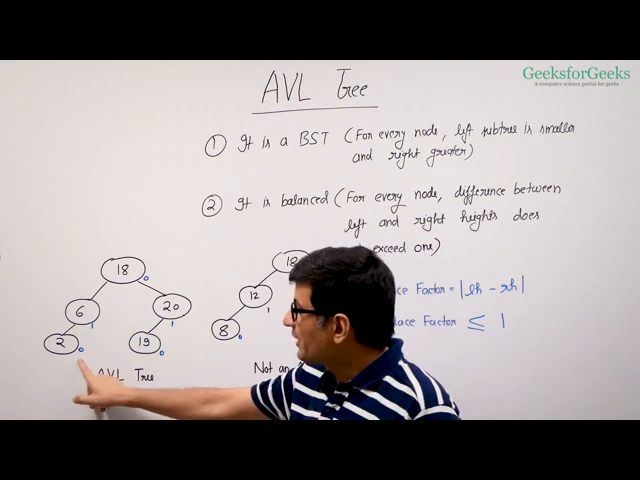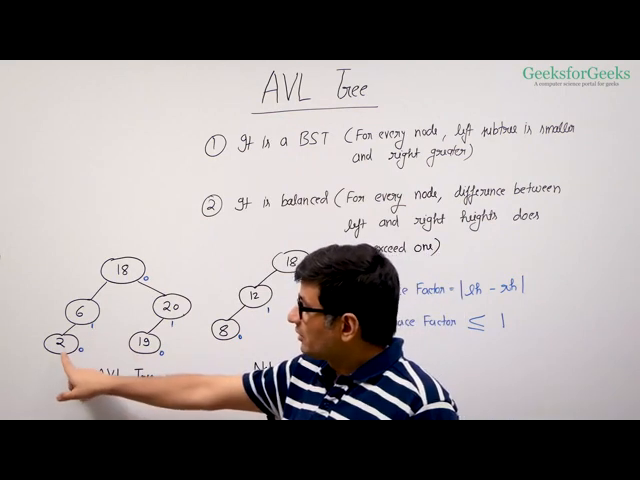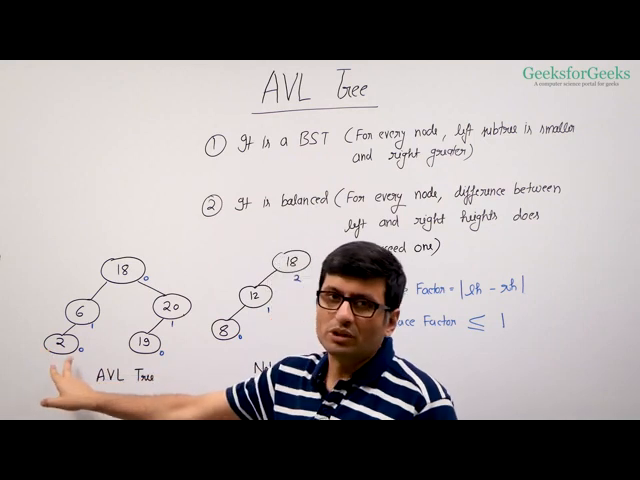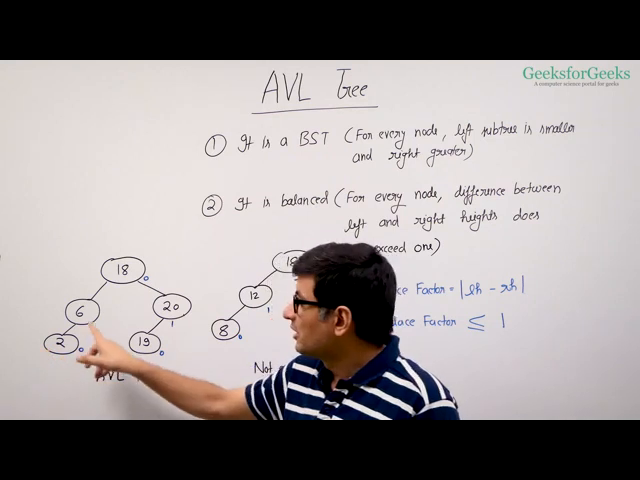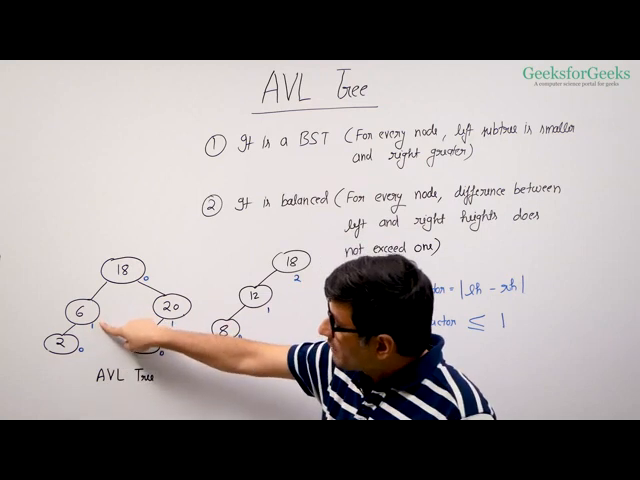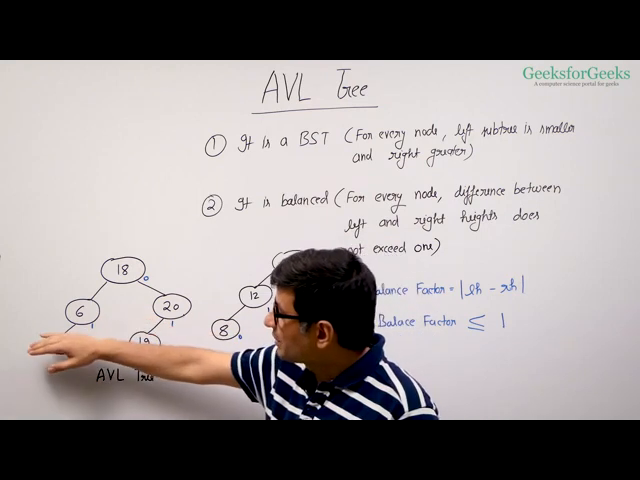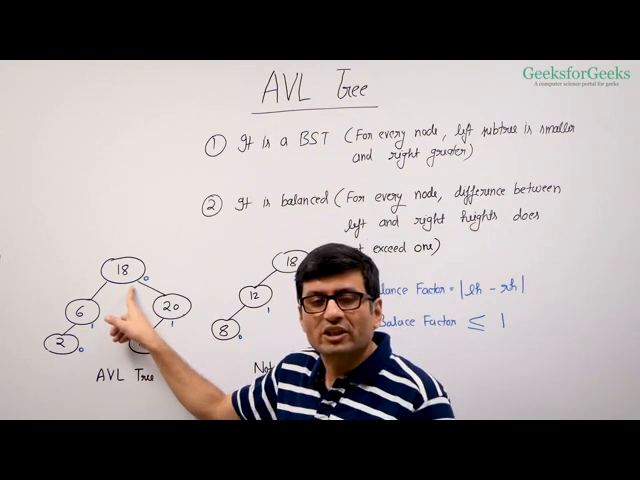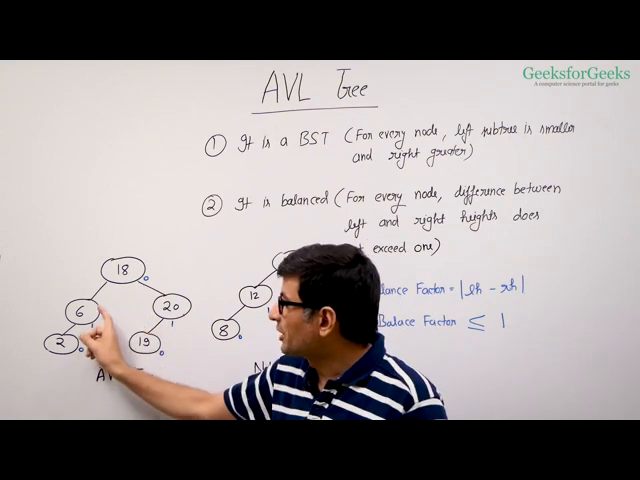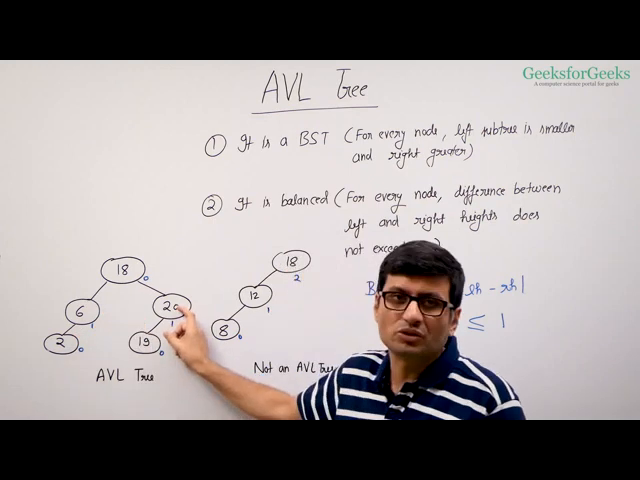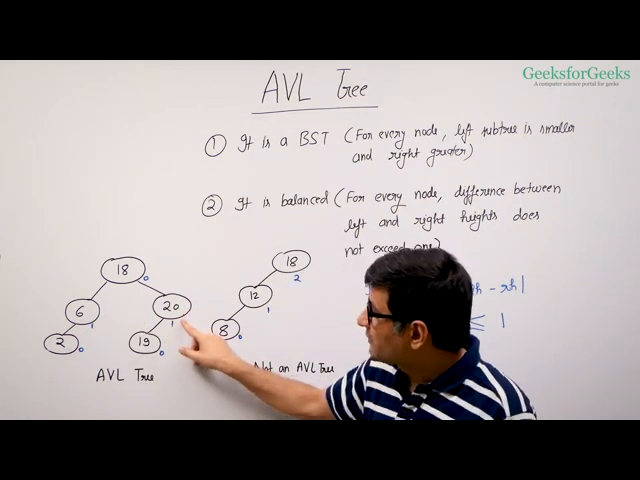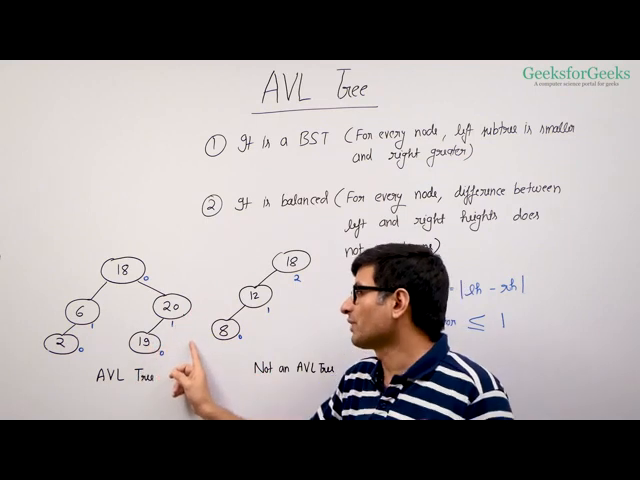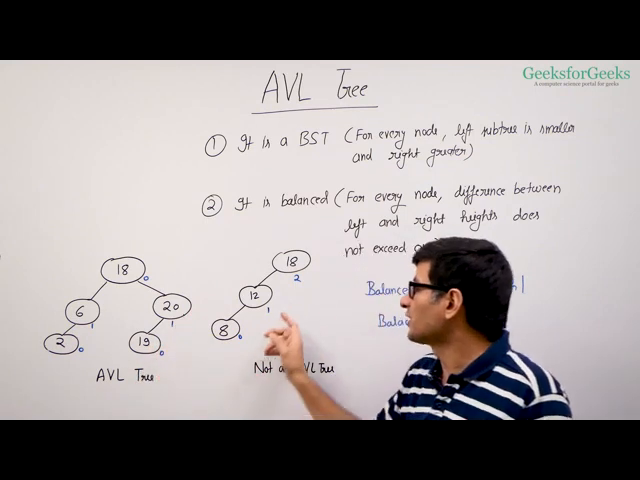I've written the balance factor with every node here. Balance factor for this is 0 because there is nothing on the left, nothing on the right. Both the subtrees have height 0. For this node, the balance factor is 1 because the height of left subtree is 1 and height of right subtree is 0. For this node, balance factor is 0 because height of left subtree is 2 and height of right subtree is also 2. For this node, balance factor is 1 because height of left subtree is 1 and height of right subtree is 0.